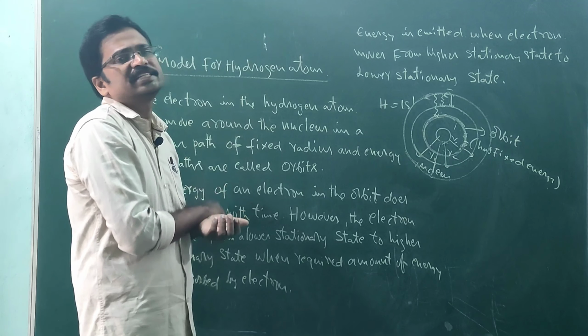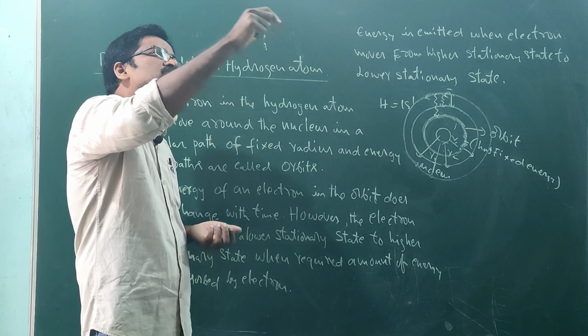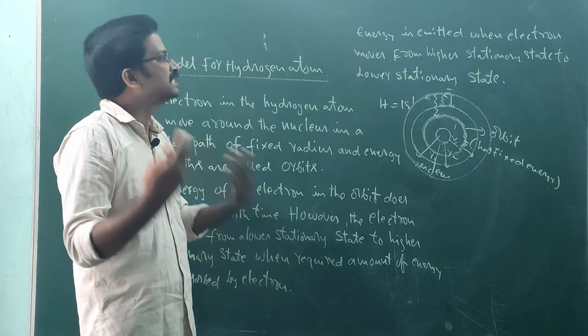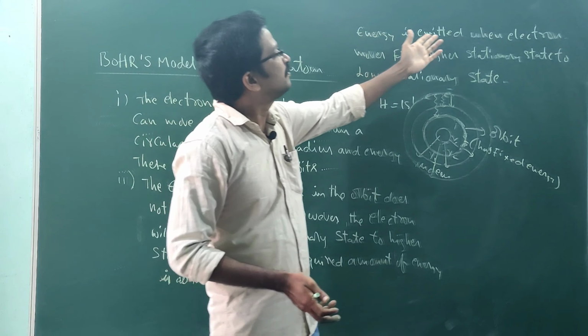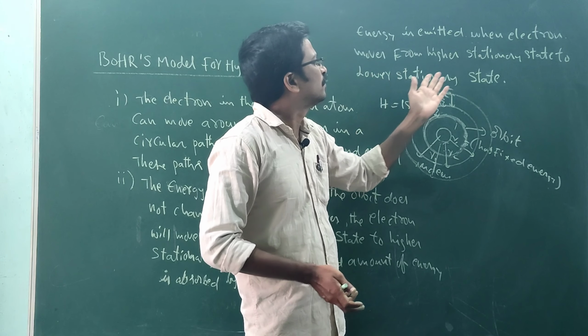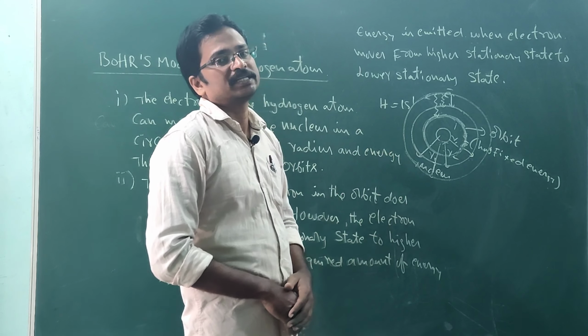There is another possibility we know. An electron in a higher energy state is not stable. So when the electron moves from a higher energy level to a lower energy level, it can emit energy. Energy is emitted when an electron moves from a higher energy state to a lower energy state. In this way you can understand it.